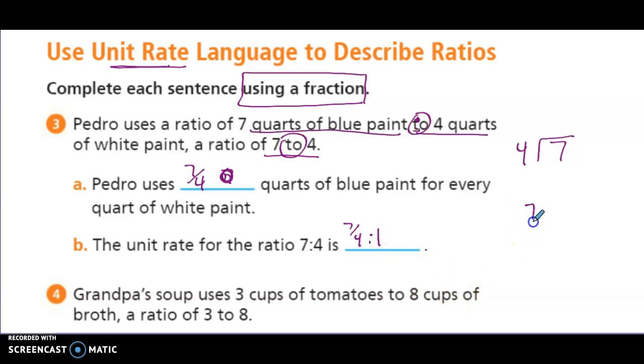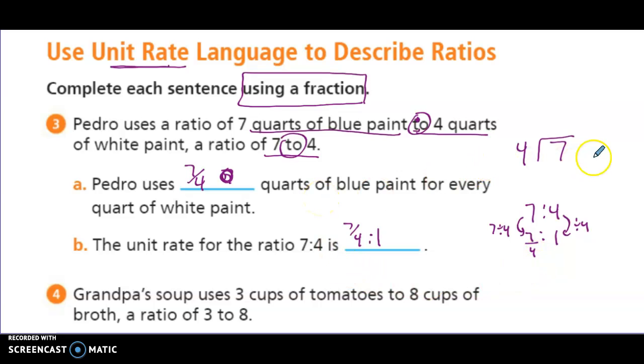Okay, so if you're still having trouble, 7 to 4, and then we scaled this side down to 1, so we divided by 4, and then 7 divided by 4, and they said we could leave it as a fraction, so I'm going to make it look like a fraction, 7 divided by 4.